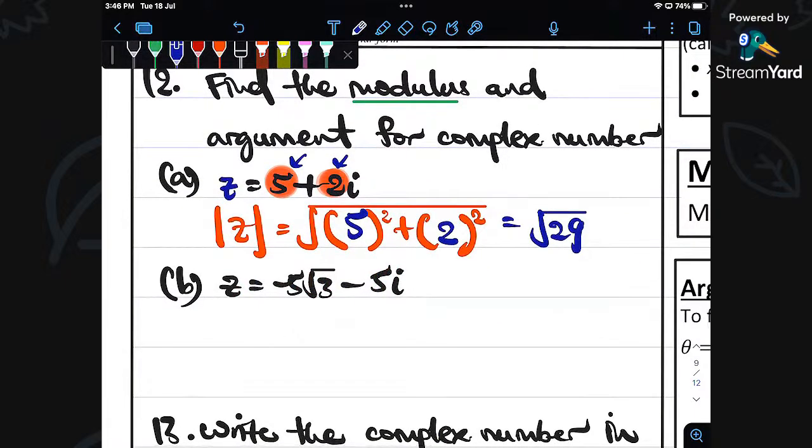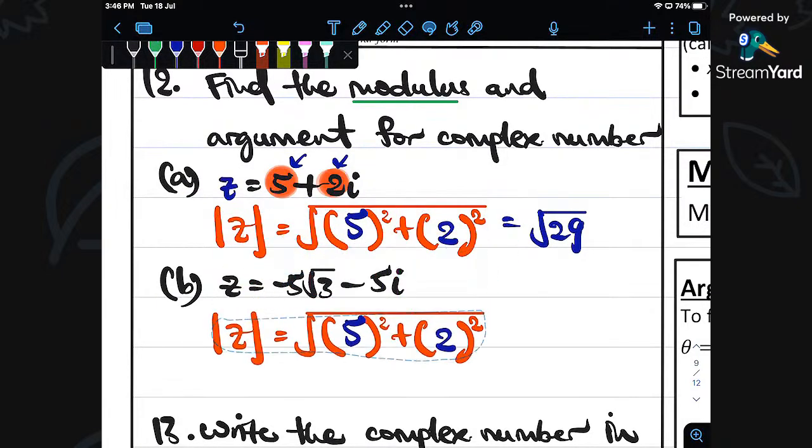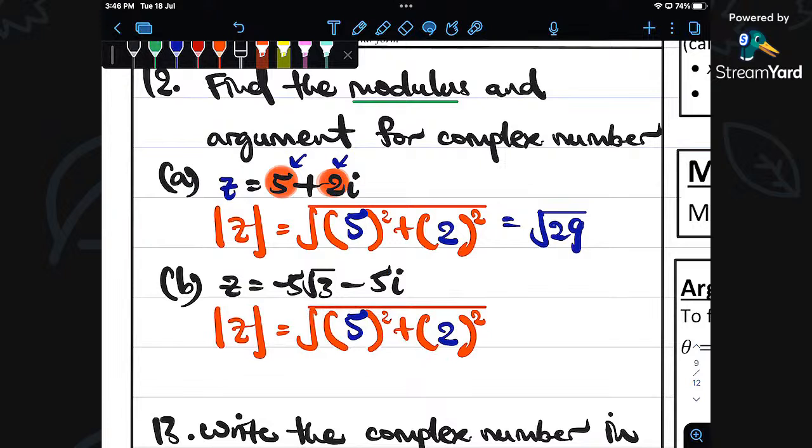Okay, so biarkan saja begitu. So the same thing goes to the next question here. Can you tell me in the comment there, what is the modulus for question 12b?